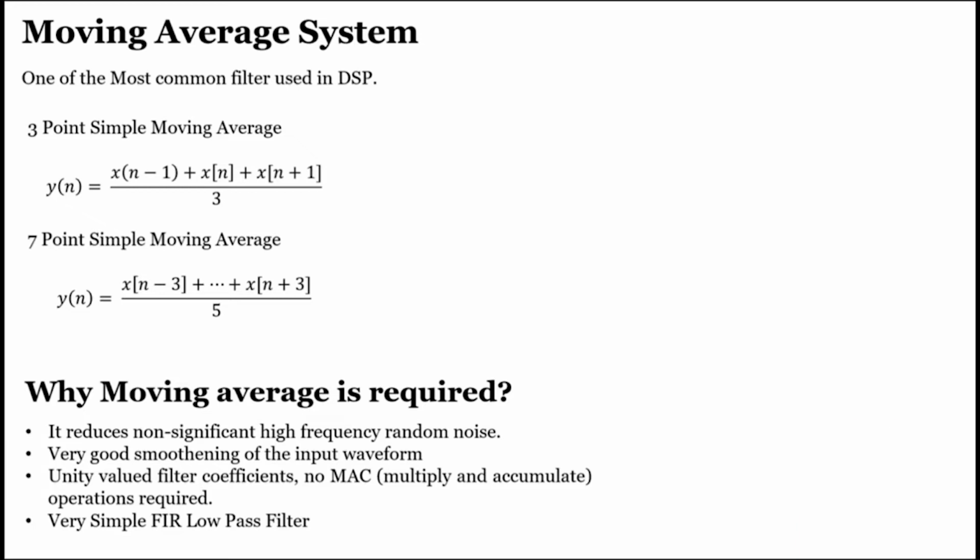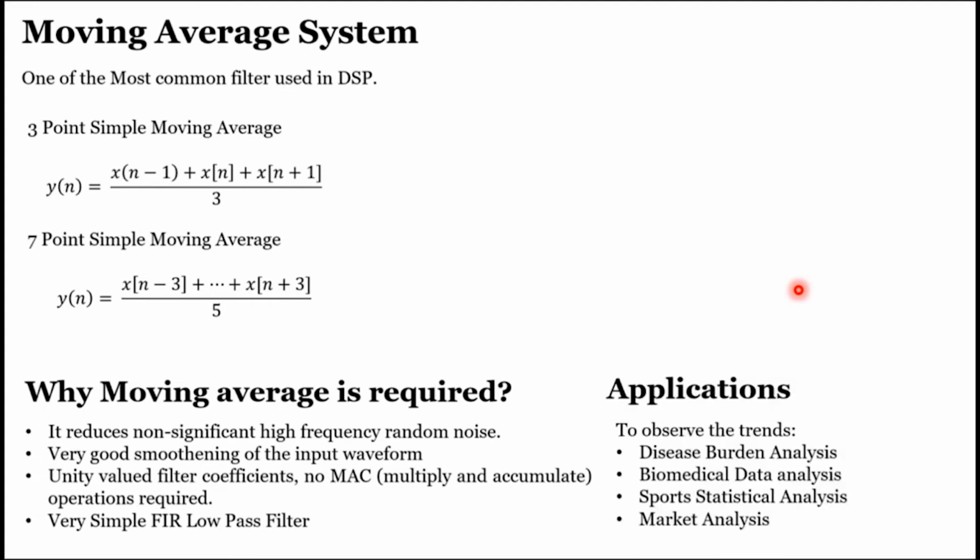So what are the applications? Main applications are, I have already told you about COVID cases, right? So we can identify the tendency of disease over a period of time, how it is moving, changing. So all disease burden analysis can use it. I already talked about ECG and EEG analysis, where it can be used.